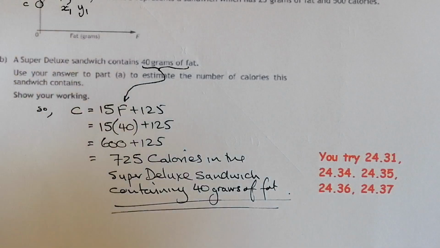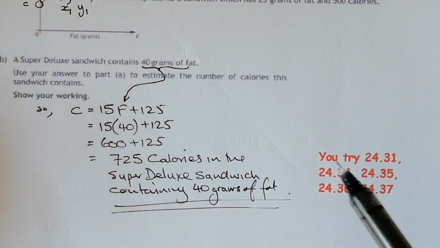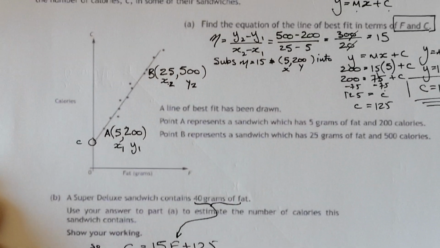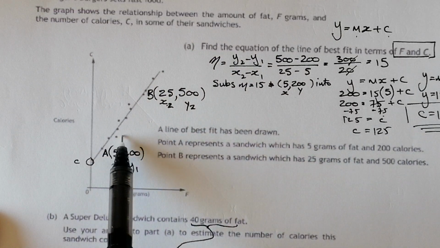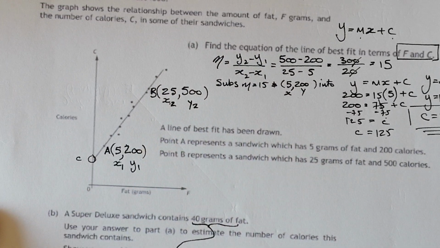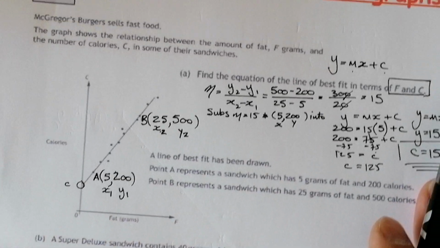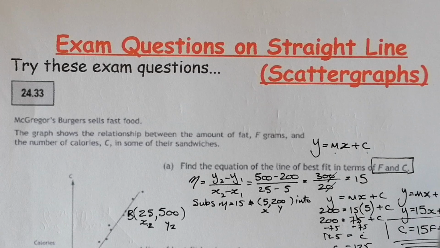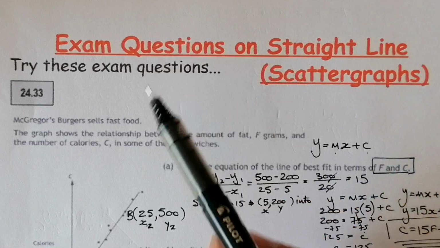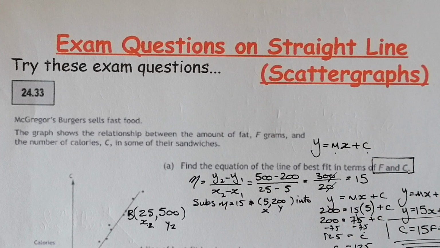If you're not from our school, what you can do is just go into your past papers book, grab some questions on straight line, look for the ones that appear to have a scattergraph drawing, similar to this one here, and go and answer them, and try to do your very best. Okay, so that's it on the equation of a straight line, scattergraph type, exam questions, so go and try them for yourself.